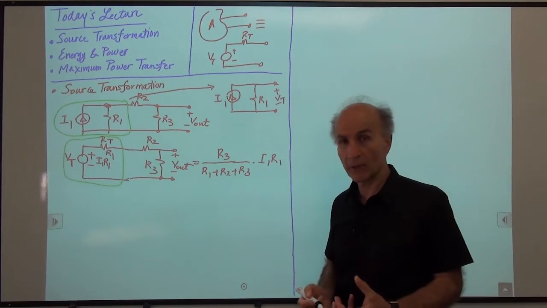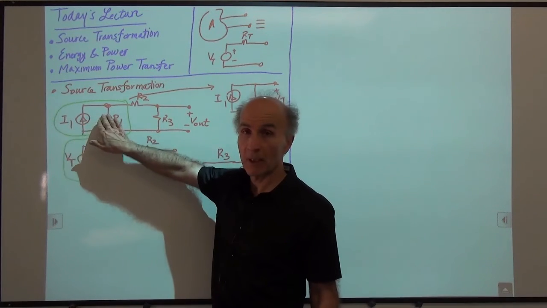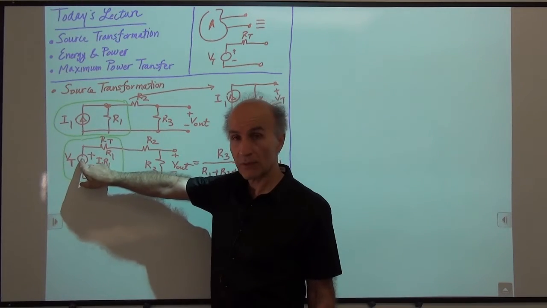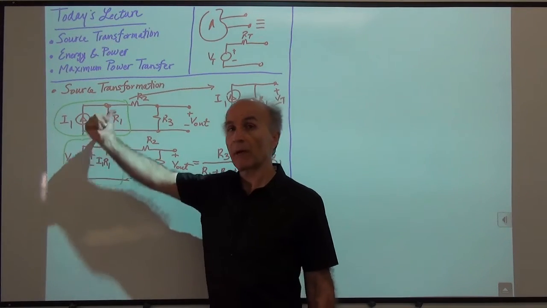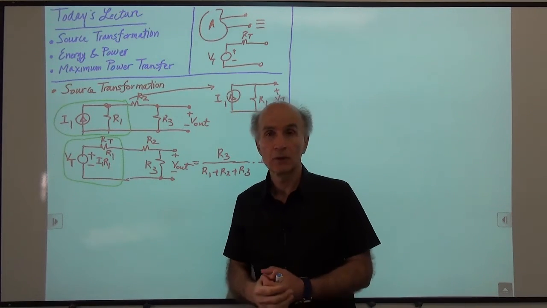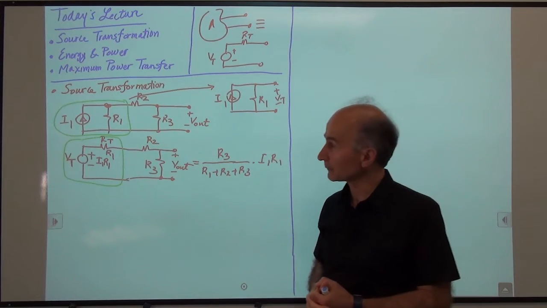So by source transformation, we mean either going from a parallel combination of a current source and a resistor to a series combination of a voltage source and a resistor, or the other way around, going from here to here, depending on what we're trying to do in a given circuit. All right, so that's all there is to it in terms of source transformation.